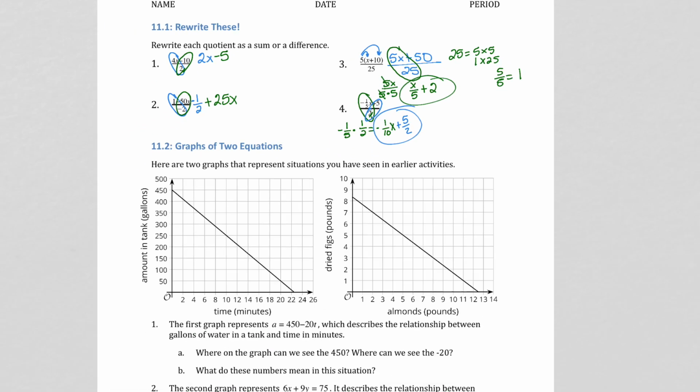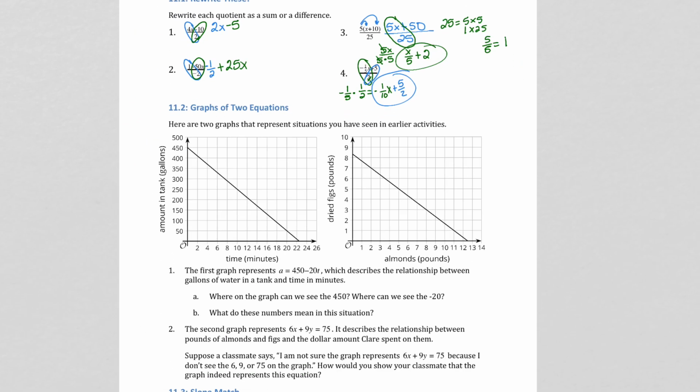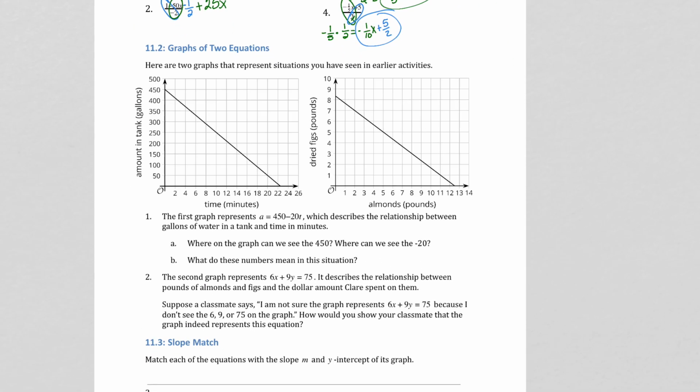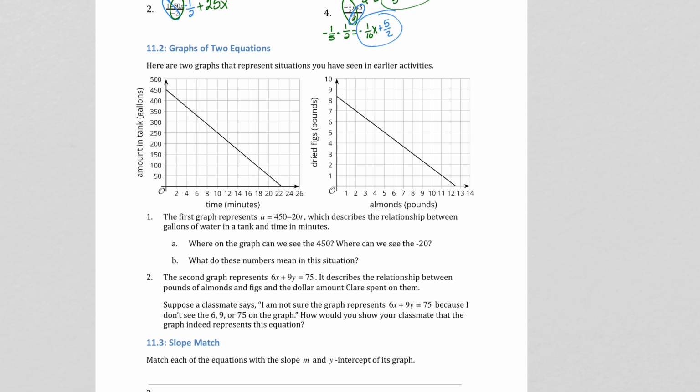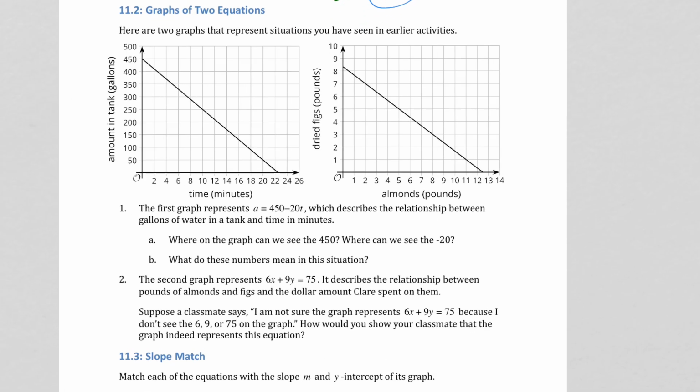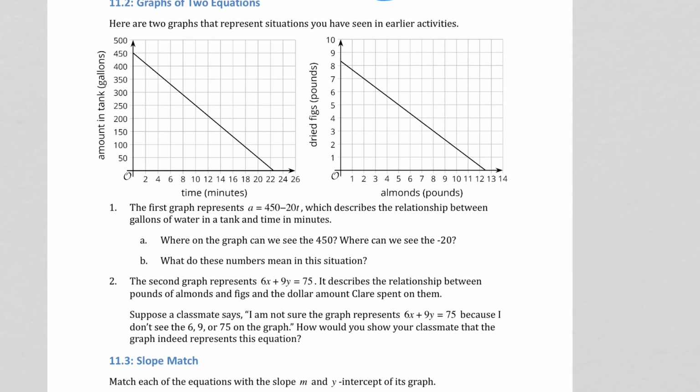Here are 2 graphs that represent situations you've seen in earlier activities. This was something we probably would have done last semester. The first graph represents A equals 450 minus 20t, which describes the relationship between gallons of water in a tank and time in minutes.